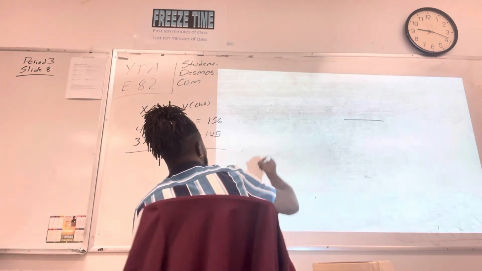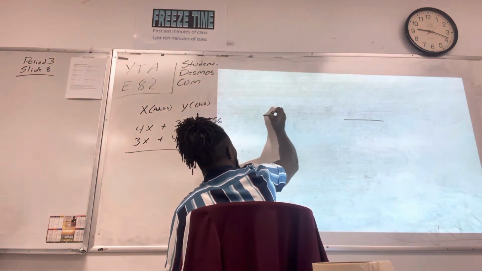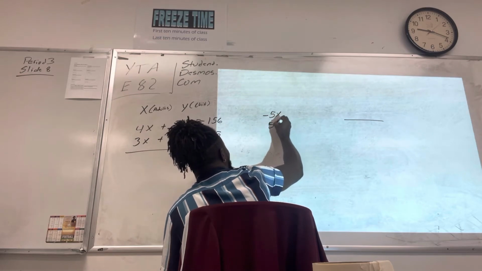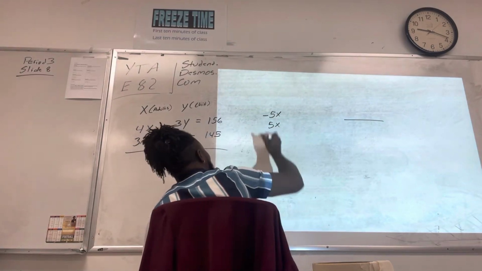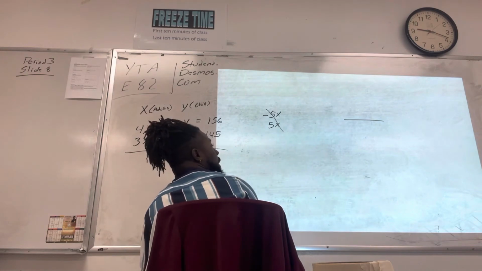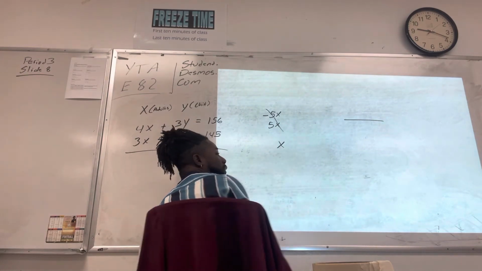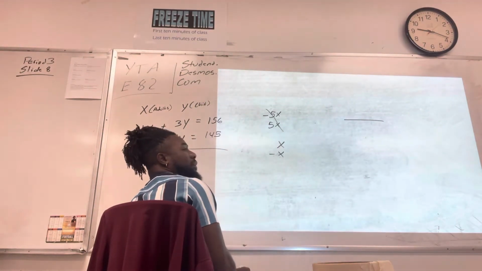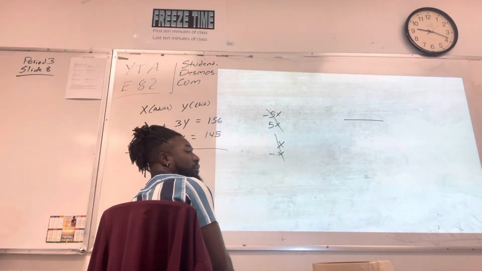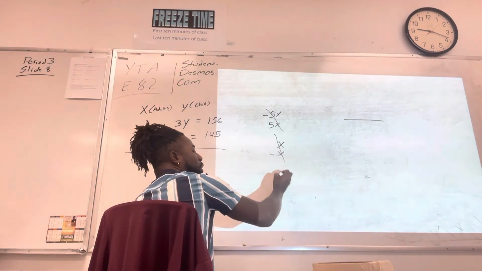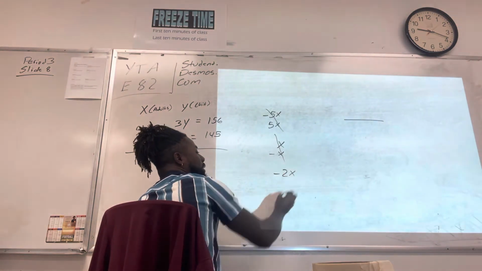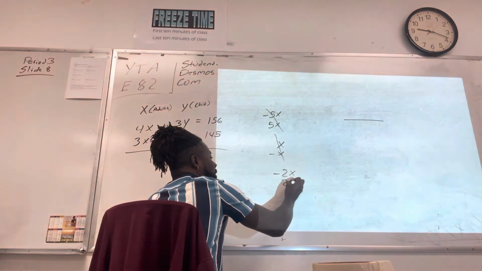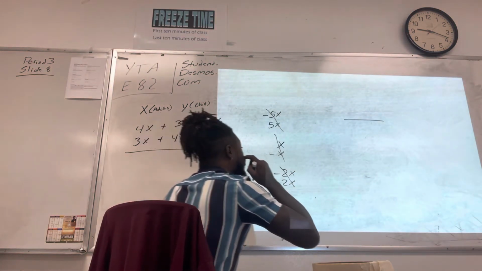Examples of inverse pairs. We have negative 5x. The inverse pair of that is positive 5x, because they would cancel out. If we have x, what's the inverse pair of x? Negative x, because they would cancel out. What's the inverse pair of 2x? Positive 2x, because they would cancel out.